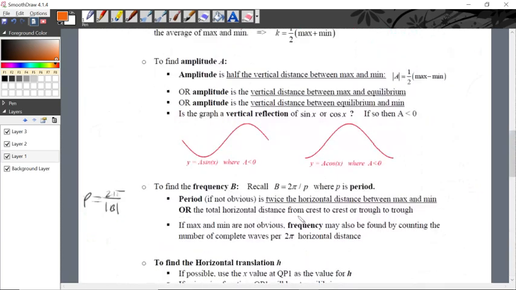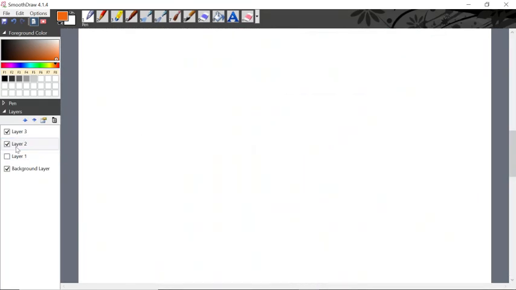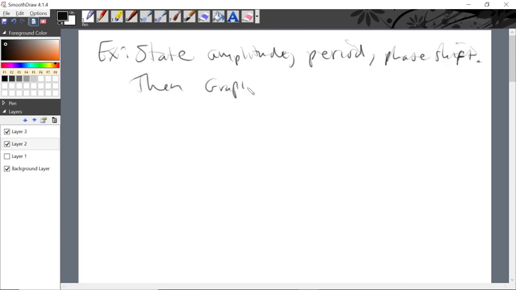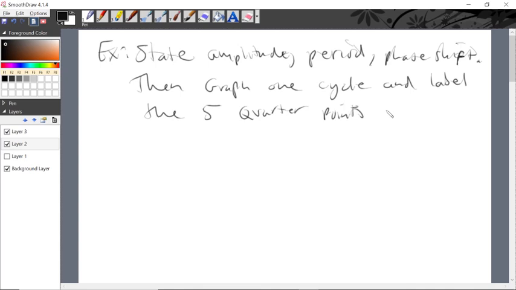Okay, so let's try out some examples then. Starting with given an equation, construct a graph. So example 1. Okay, let's name some characteristics. State the amplitude, the period, and the phase shift. Then also graph one complete cycle, and for accuracy on the graph, label the 5 quarter points for the cycle.